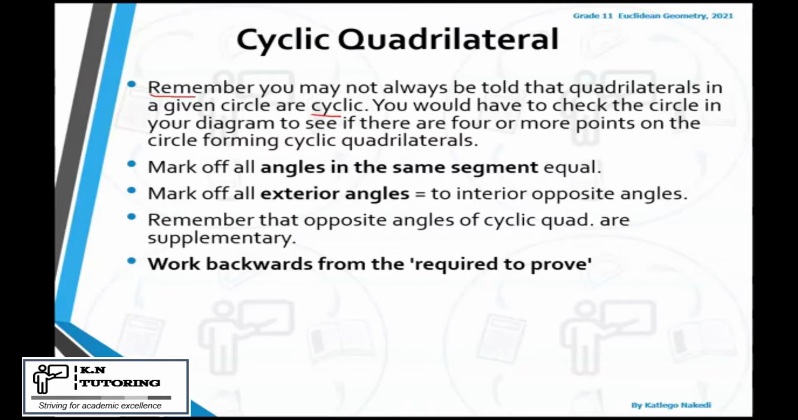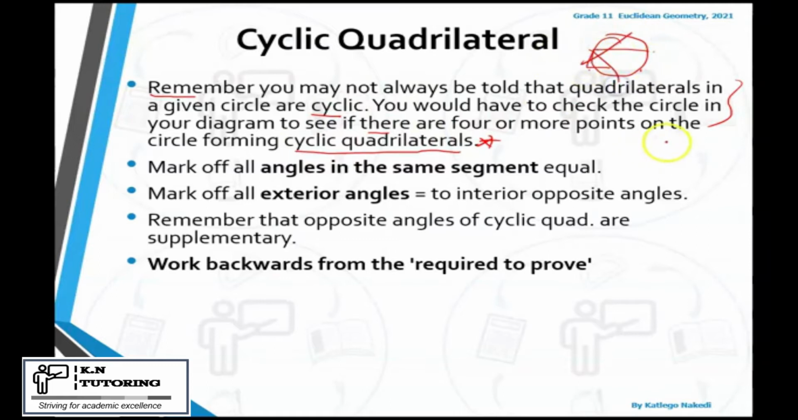a shape or a figure is cyclic is if you see 4 points sitting on the circumference of a circle. That's when you can say this is a cyclic quadrilateral. This is what this statement is saying: you will have to check the circle in your diagram to see if there are 4 or more points on the circle forming a cyclic quadrilateral. So this is the only exception that we have. Even if you see that this line is straight, don't assume that it's straight unless they tell you that it's straight.